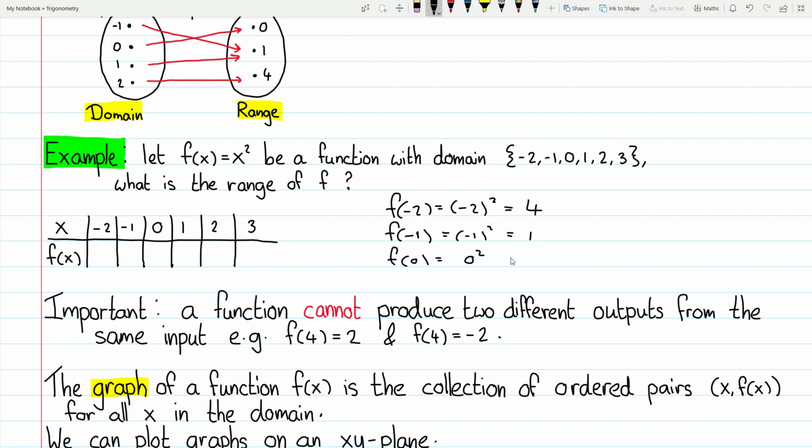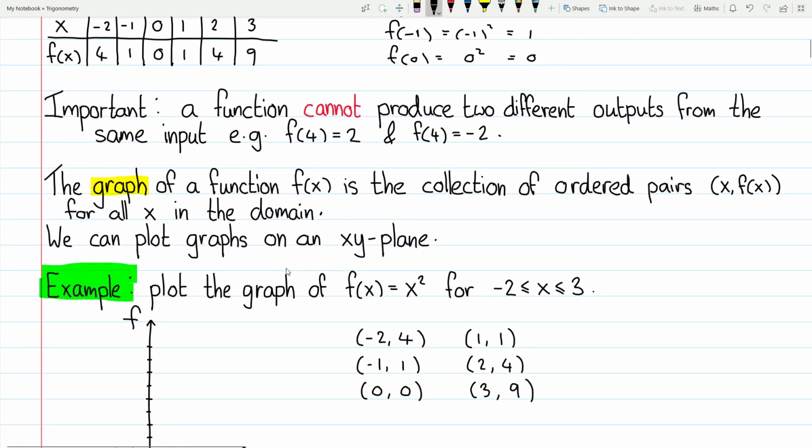This is precisely how you find the range. And you can see it's just the squaring function. So -2 maps to 4, -1 maps to 1, 0 maps to 0, 1 squared is 1, 2 squared is 4, and 3 squared is, of course, 9. You'll see this a few more times where we take a sample of points from the domain, and we then calculate the function at those points.